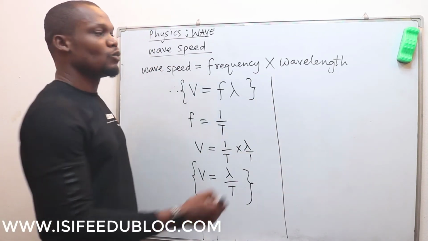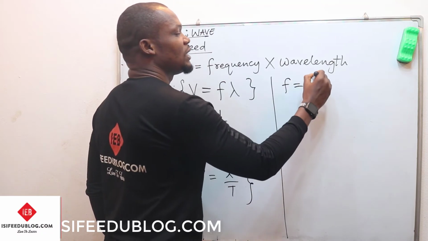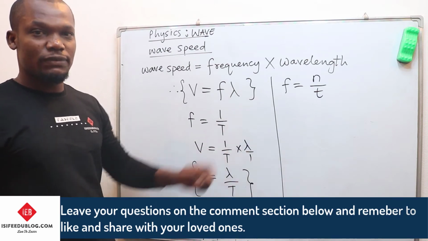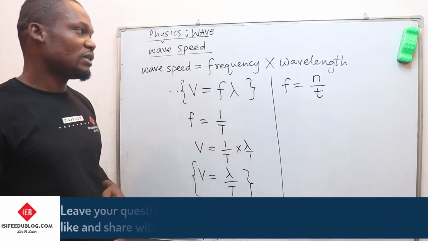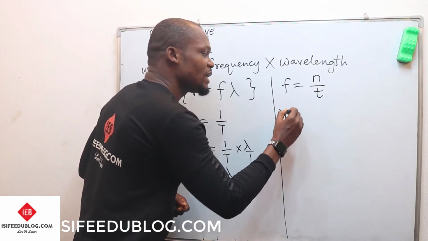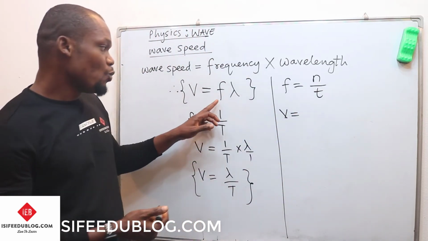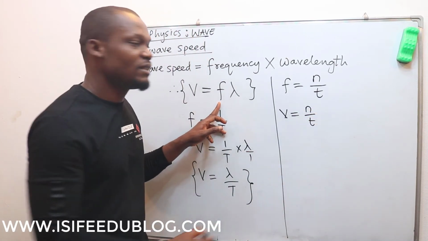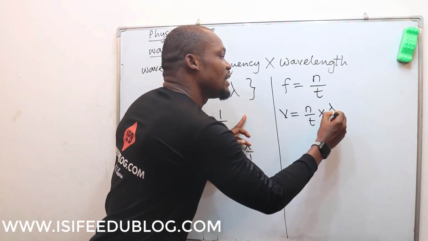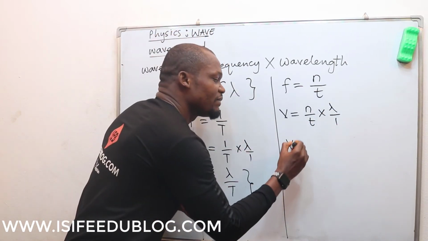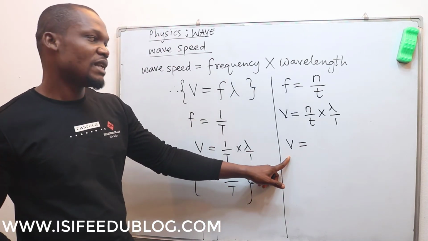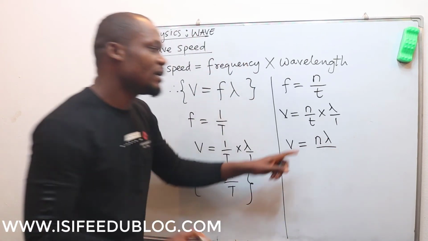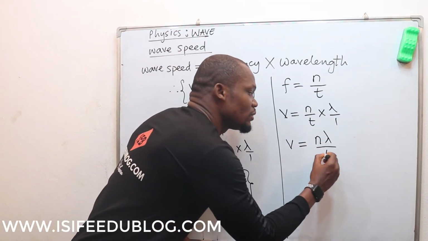And finally, we know again that frequency is the number of cycles completed in 1 second. You can remember this formula from the definition of frequency. Hence, we can say again that the velocity of the wave will remove frequency and replace it with n over t, then multiplied by lambda over 1. We now get that wave speed is given as n times lambda will give us n lambda all over t times 1 will give us t.